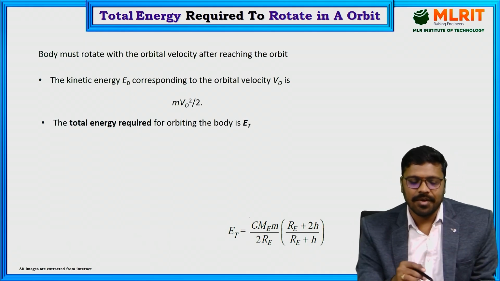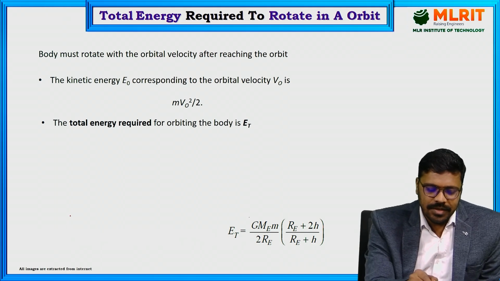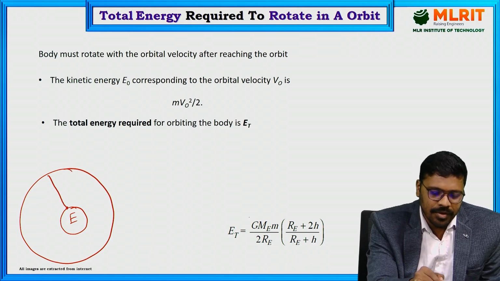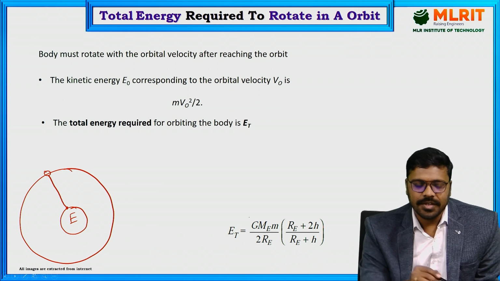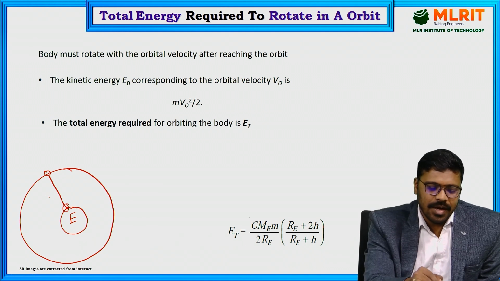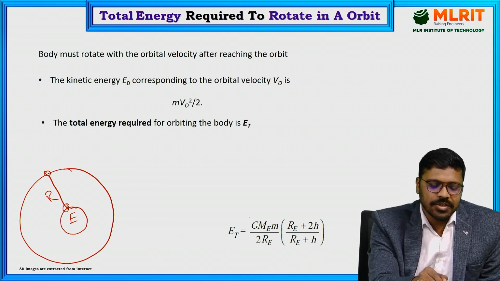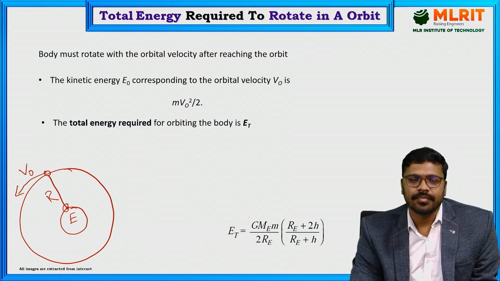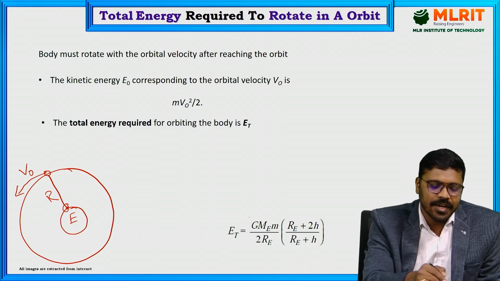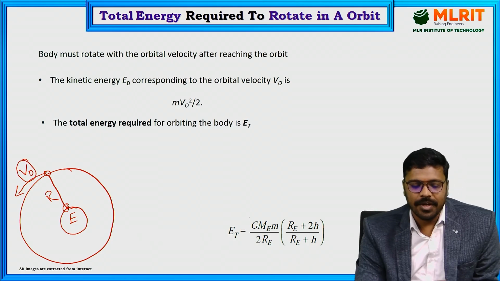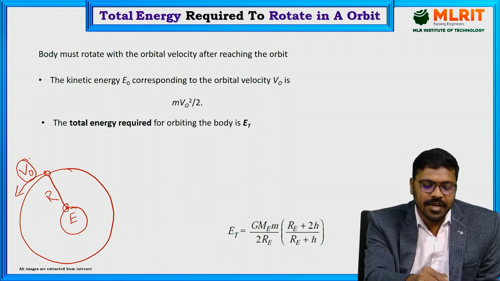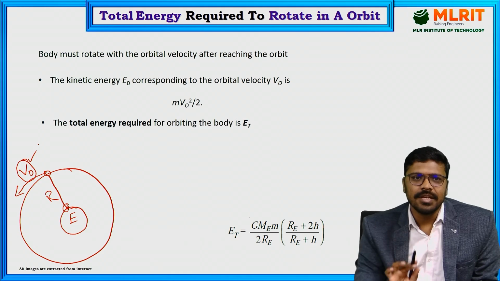So after that, what do we have to do? Now we have provided enough energy for the body to reach from RE to R. We send the body to the radius of orbit R. After that, this body has to rotate in this circular orbit with a velocity equal to the orbital velocity. So we have to provide a velocity V0 for the body to stay in the same orbit.